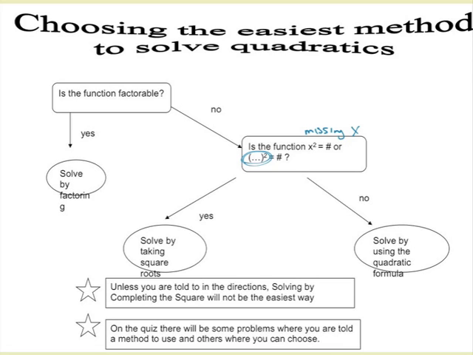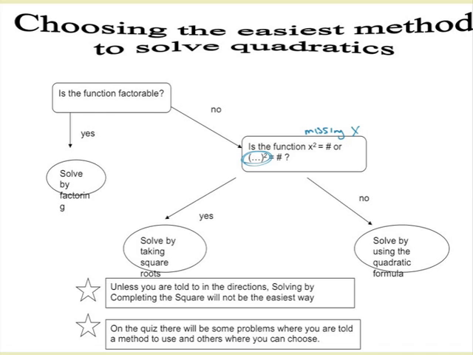Unless you really love completing the square, and then you could, but completing the square can get very messy, and so most students don't prefer that method. So if you do happen to love it, you can feel free to use that when you want, but most students do not like that method, and so then your last option on that would be using the quadratic formula. On the quiz, it is important that you know how to do each way.